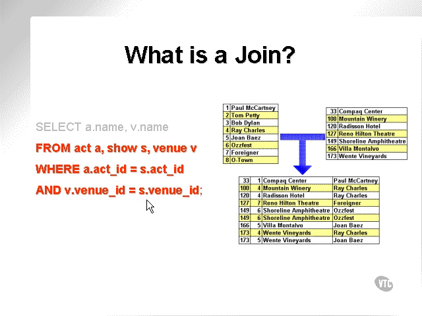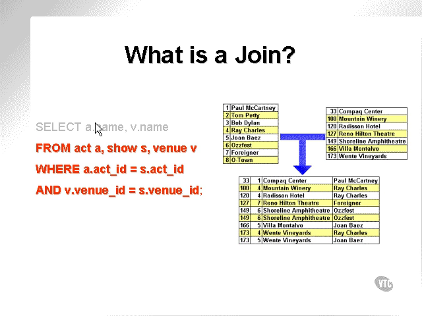Here's another picture of a similar thing. Other than that, this is simply data. What we're doing is taking the ACT data and the show data and joining them together. In this case, we have the IDs included as well. So this query does not exactly match this diagram.